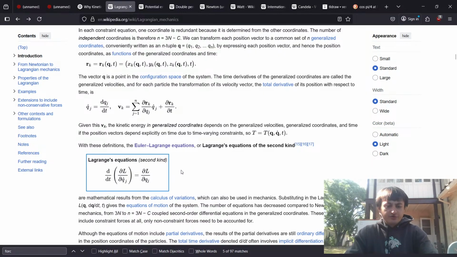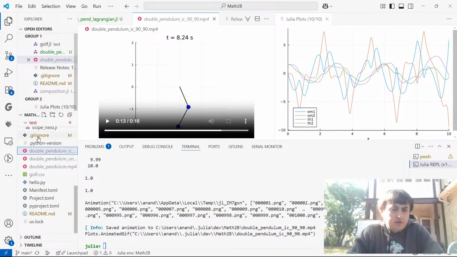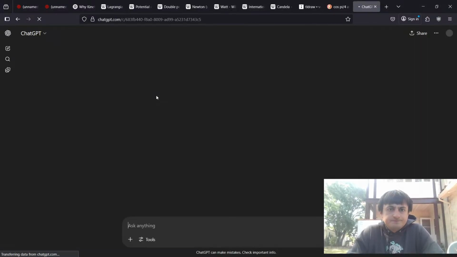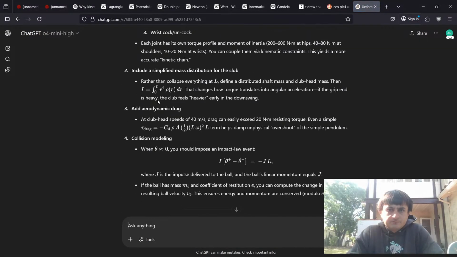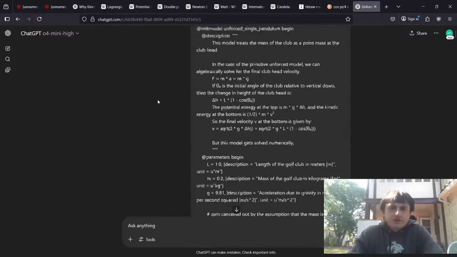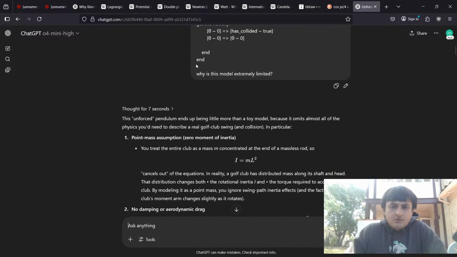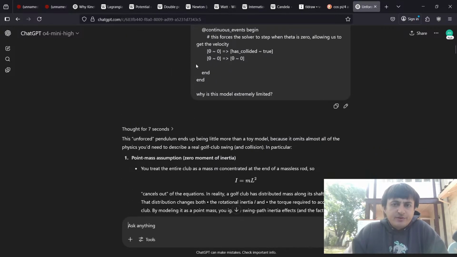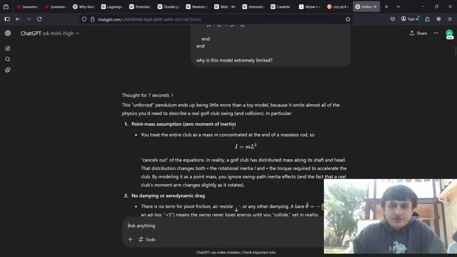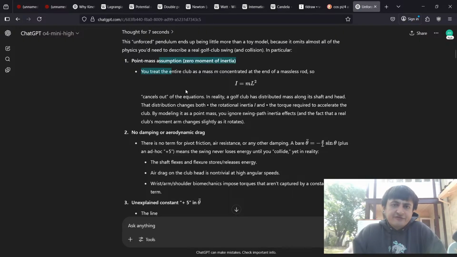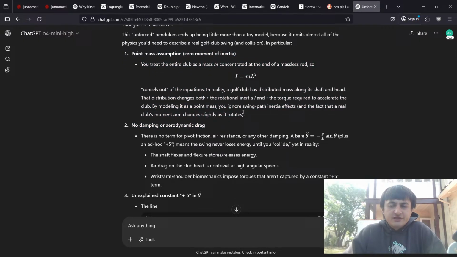All right, so let's just review the stuff we saw in forcing. So in the README, I have this thing. Let's review what this whole thing was about. So first I asked, why is this simple pendulum a toy model? It's a toy model because it omits all of the physics you need to describe a golf swing. I hate that the first one it came with was zero moment of inertia.